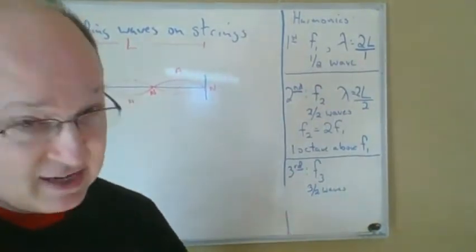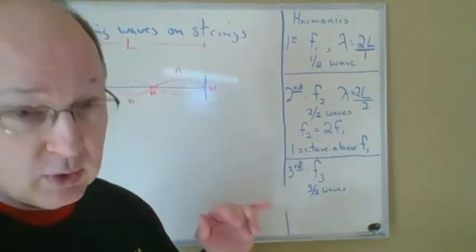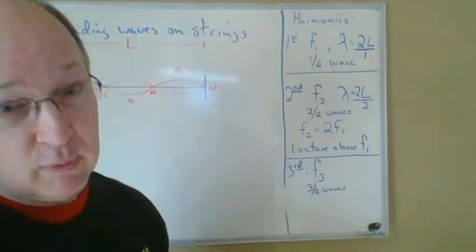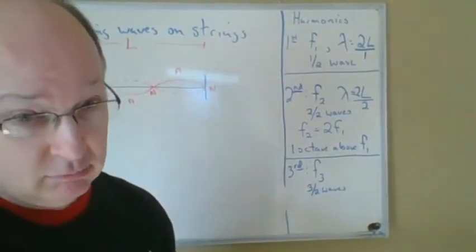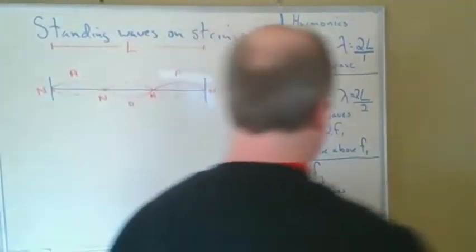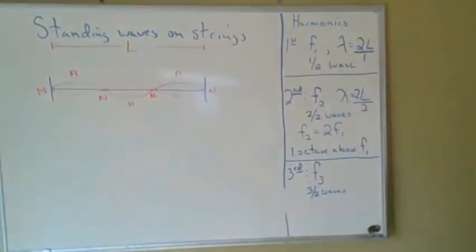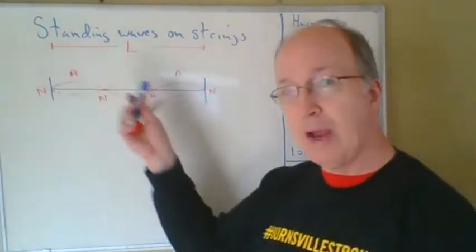5 half waves, 6 half waves, 12 half waves. Whichever harmonic you're on, it's that many half waves. That's the pattern. Okay? I expect you to know that pattern. All right. Now, if it's 3 half waves, what's the wavelength?